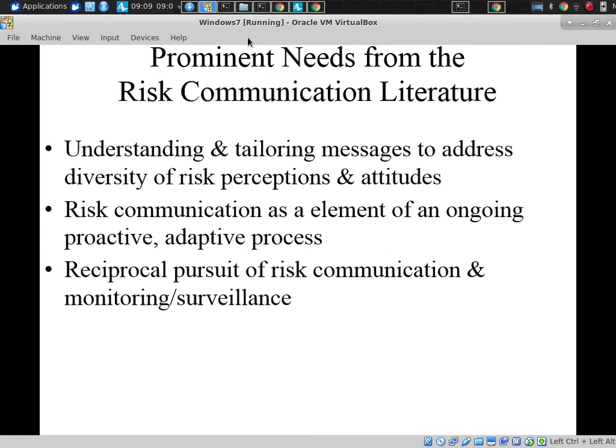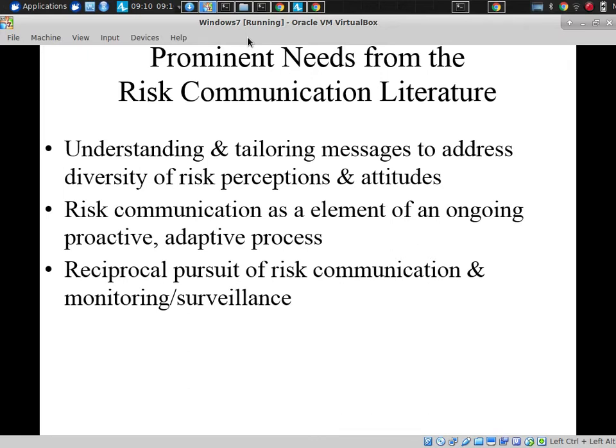The second need, the first need was about moving beyond one size fits all. The second need is moving beyond this idea of risk communication as a reactive attempt to manage a situation where we formulate a fixed strategy and then simply live by it.